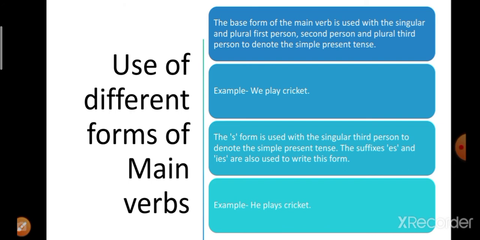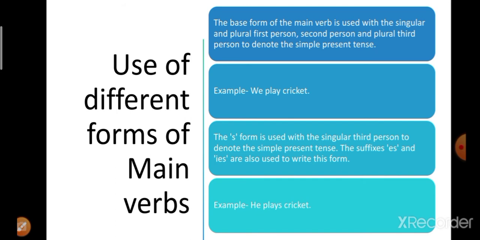Now let us see an example. We play cricket. Here we is what? We is plural, okay, and play is the base form of the main verb. So this sentence, we play cricket, denotes the simple present tense.